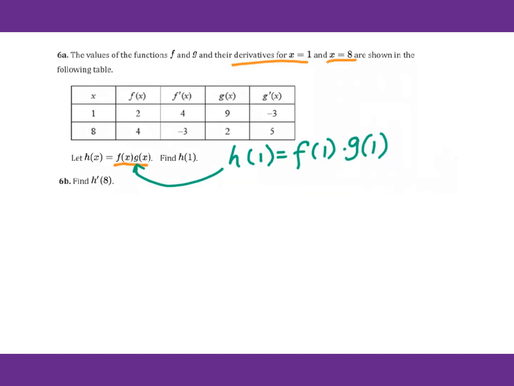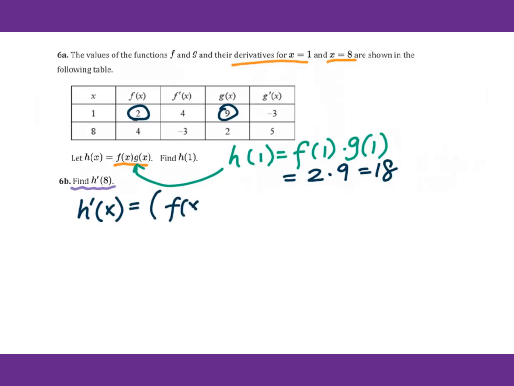You will get f of 1 times g of 1. From this table, we know f of 1 is 2, g of 1 is 9. So 2 times 9 equals 18. For 6b, find the derivative of h at 8. First of all, we need to figure out the derivative of h of x equals f of x times g of x.